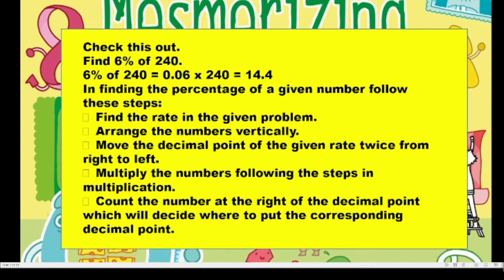In finding the percentage of a given number, follow these steps. First, find the rate in the given problem, those with the percent sign. Arrange the numbers vertically. Move the decimal point of the given rate twice from right to left. Multiply the numbers following the steps in multiplication. Count the numbers at the right of the decimal point, which will decide where to put the corresponding decimal point.